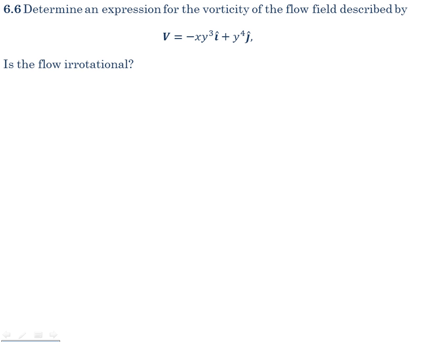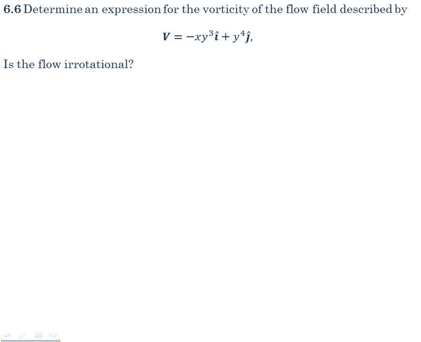All right, problem 6.6 says determine an expression for the vorticity of the flow field described by V equals negative xy cubed in the i direction plus y to the 4 in the j direction. Then it just asks, is the flow irrotational? All right. So first, let's go ahead and try and find our expression for the vorticity.